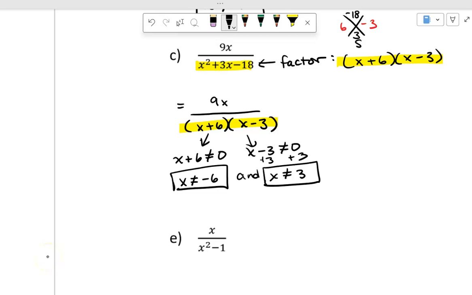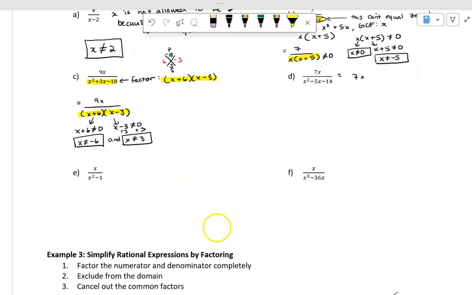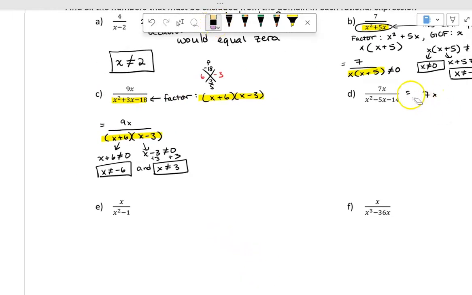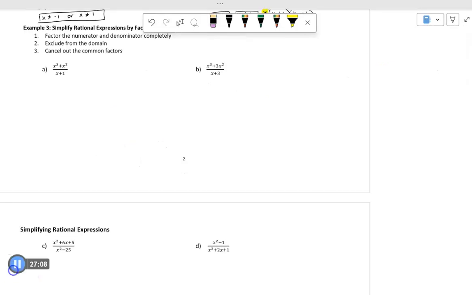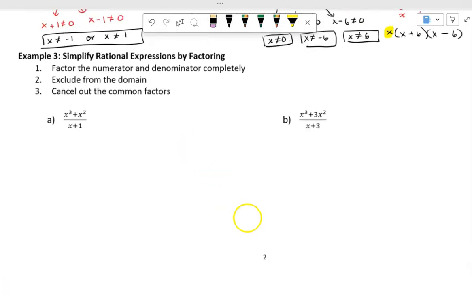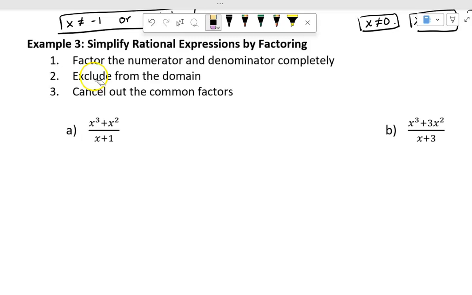The rest of the problems are for you to do. In part D, you'll factor it the same way that I just did using the product sum. In part E and F, you're going to have a difference of squares for both of them. E and F is extra tricky because F also has a GCF. There are going to be 3 values in part F that you will have to exclude from your domain. So try these on your own, check your answers with me at some point, or they may be on OneNote.